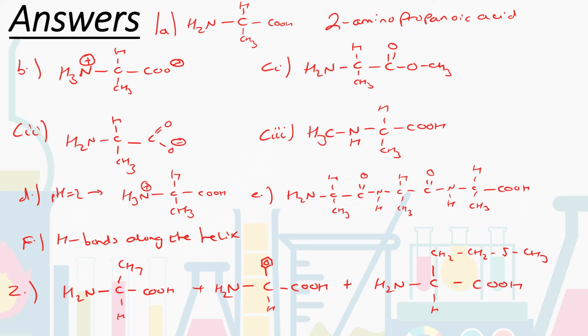Part F was asking what is the interaction that holds the shape of a helix together. And the main interaction is the hydrogen bonds along the helix between the CO groups and the NH groups.